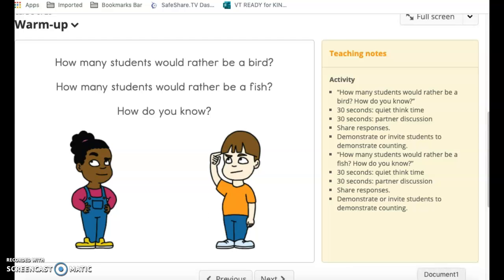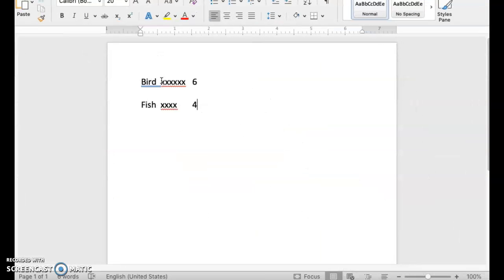So that would be what this is. So being able to tell there were 6. When I asked people, 6 people raised their hand for bird and only 4 raised their hand for fish. Okay, so that was our quick warm-up for today.